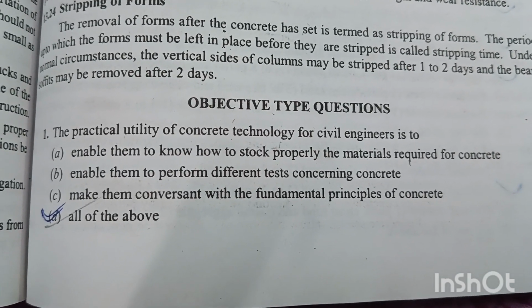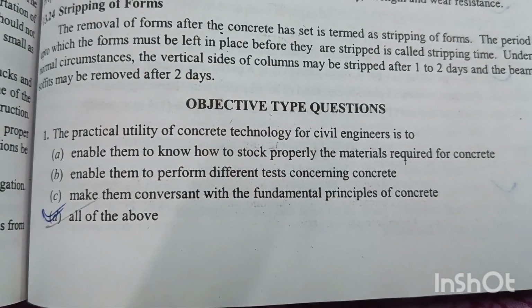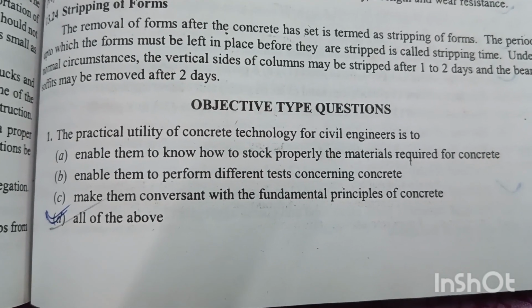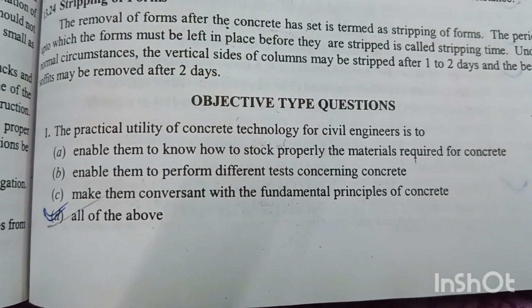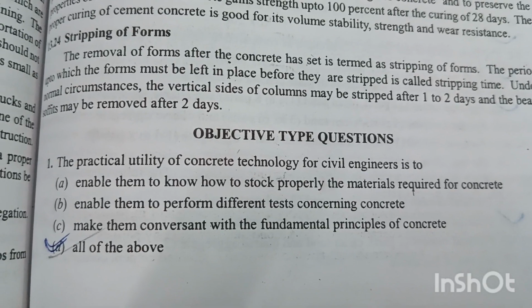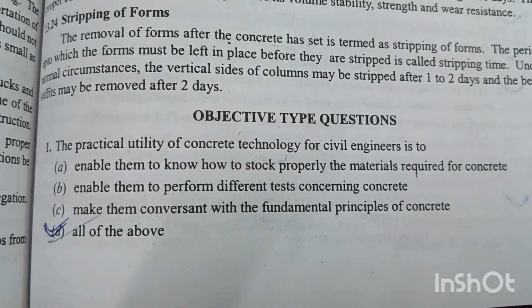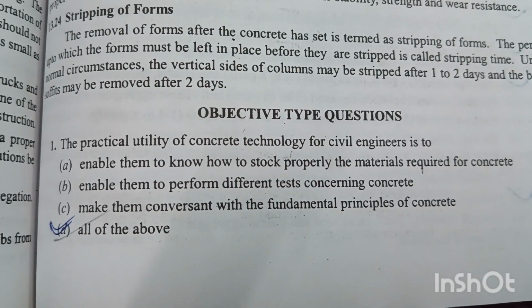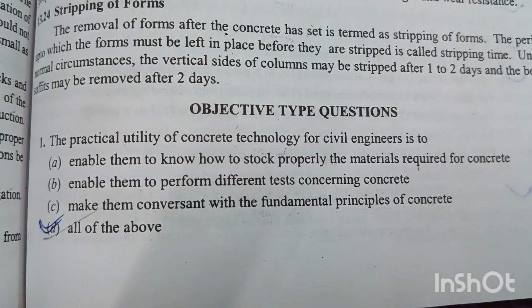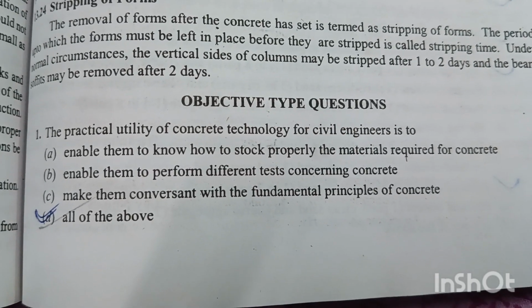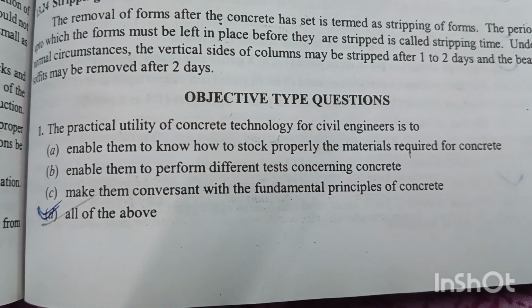তো চলো শুরু করা যাক। কোশ্চেন নম্বর 1, দ্য প্র্যাকটিক্যাল ইউটিলিটি অফ কংক্রিট টেকনোলজি ফর সিভিল ইঞ্জিনিয়ারিং ইজ টু: Option A, enable them to know how to stock properly the materials required for concrete, right? Option B, enable them to perform different tests concerning concrete, right? Option C, make them conversant with the fundamental principle of concrete, right? Option D is the right answer, all of the above.